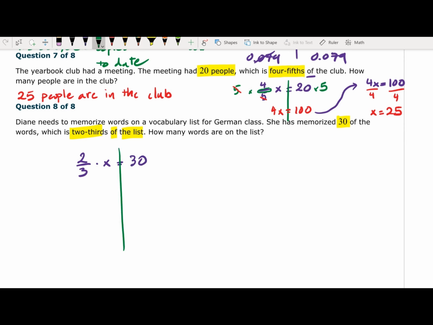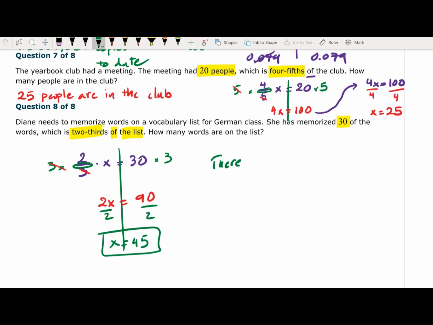Okay, so we're going to solve that like usual. We'll start with the denominator. You're going to multiply by 3 on both sides. That cancels out the denominator. So 2x equals 90. Then we're going to divide by 2 on both sides. So x equals 45. So there are 45 words on the list.